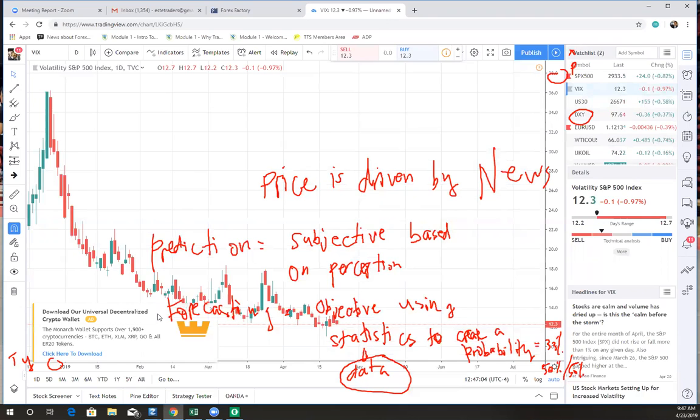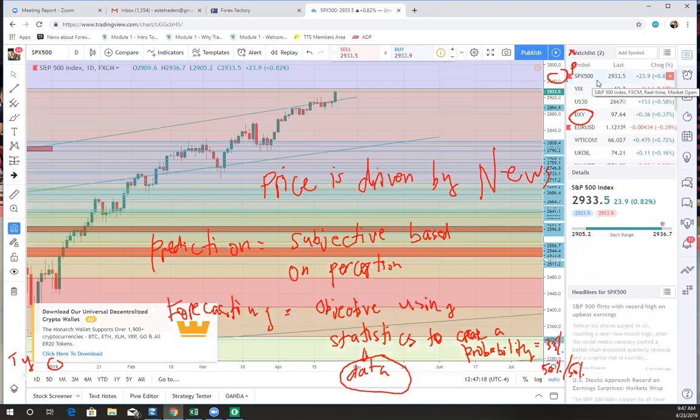So if there is no volatility and there's a lot of certainty, then the price will just hover in a sideways movement. So right at this point in time, notice that the volatility is 0.97%, and notice the S&P, on the other hand, is at 0.82%. So that automatically means, as a trader, based on the data being given, there's some form of divergence happening between the volatility and the S&P.